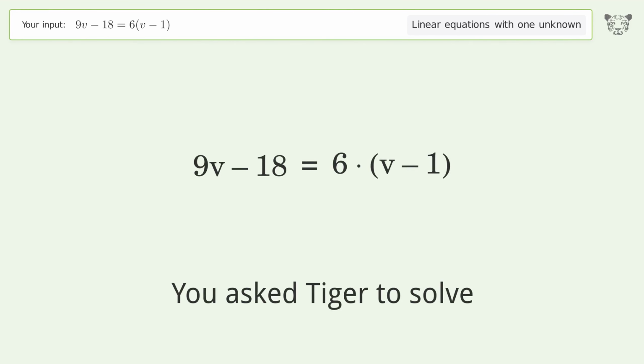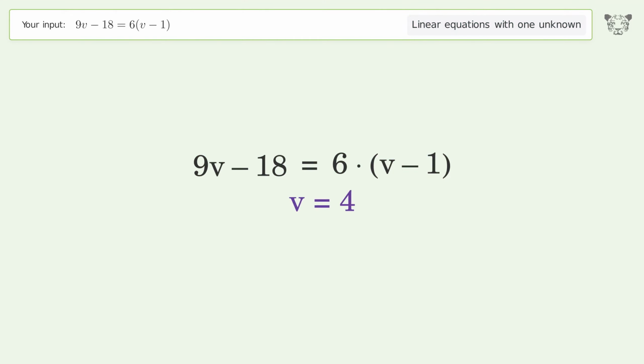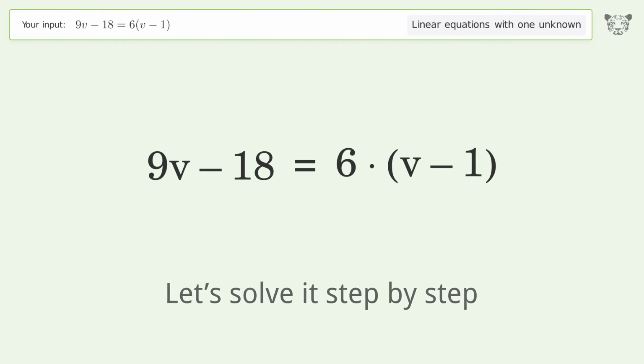You ask Tiger to solve this. This deals with linear equations with one unknown. The final result is v equals 4. Let's solve it step by step.